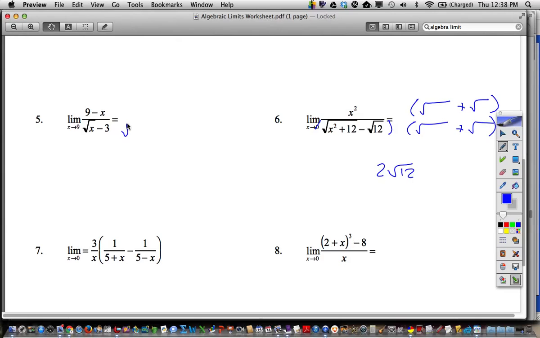Now, in this one, it's on the bottom, and so we're going to do this. It's the radical that we want to always do the conjugate with in these problems, okay?